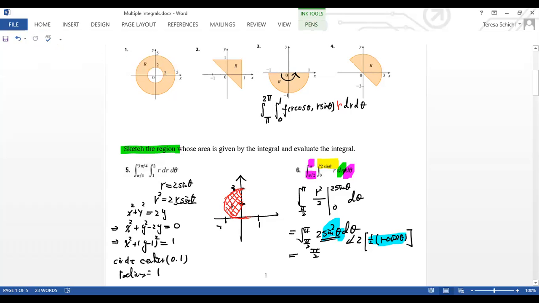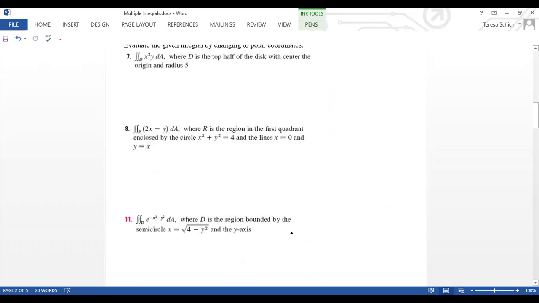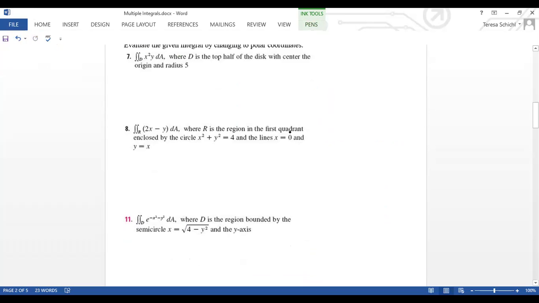The interesting part is, do you know how to find the integration region here? Okay, so now let's take a look at number 8. We say R is the region in the first quadrant enclosed by the circle x squared plus y squared and the lines x equal to 0 and y equal to x.